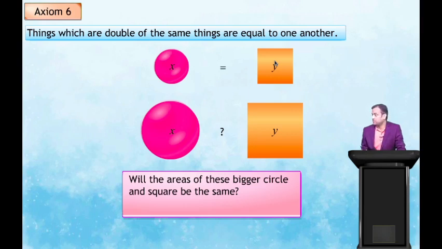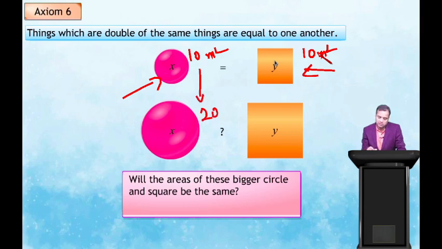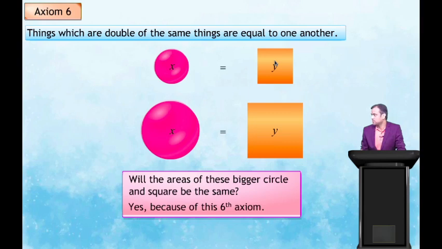Now will the areas of these bigger circle and square be same? If both have the same area, for example, let it be 10 meter square, it is also 10 meter square, and if you double this area, it will be 20 meter square, and this also 20 meter square. So will the areas of these bigger circle and square be same? So the answer is yes, because of this sixth axiom.